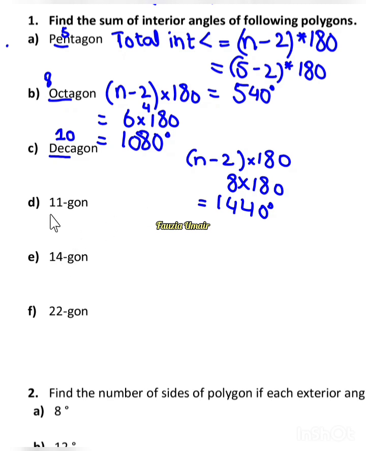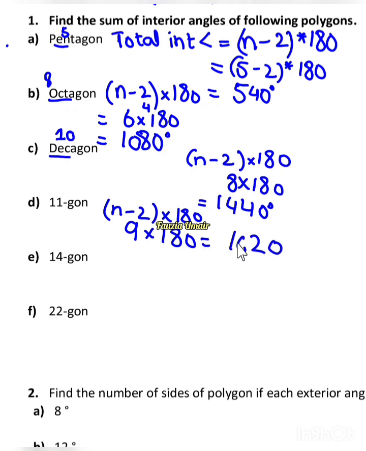Now for an 11-gon, n is 11. So (n minus 2) into 180 is the formula. If we put n as 11, 11 minus 2 would be 9. So 9 into 180. If I calculate this value, 8 9s are 72, so 1620 degrees.